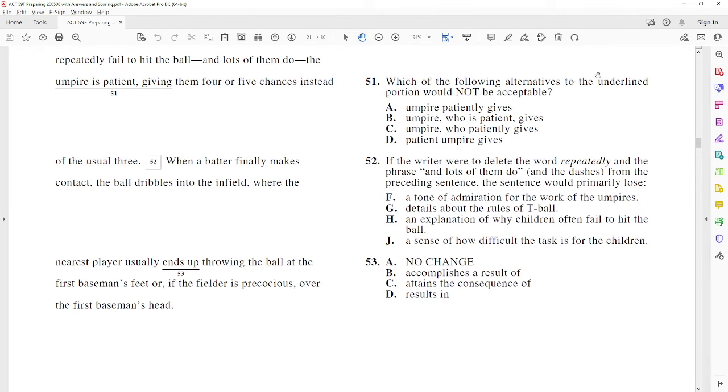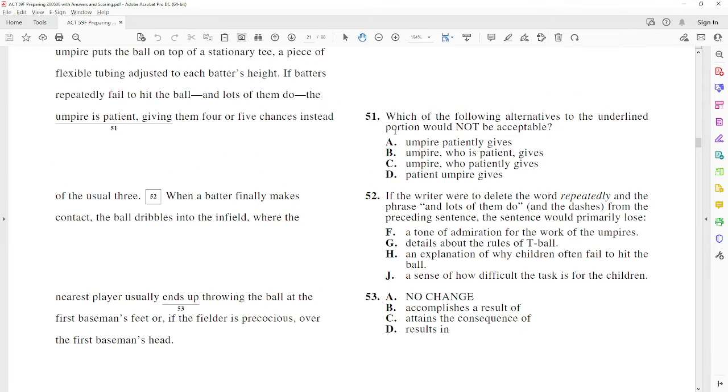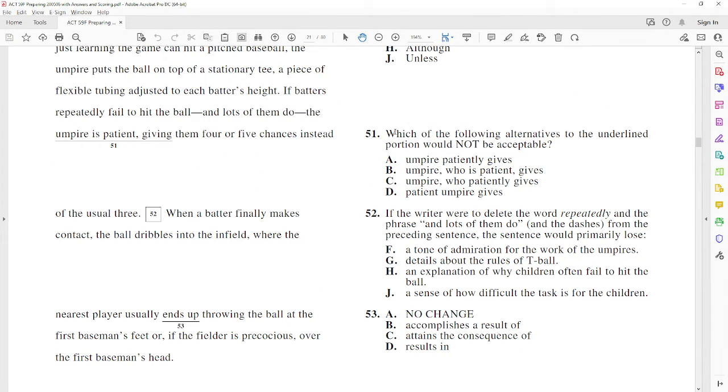51. Which of the following alternatives to the underlined portion would not be acceptable? It says, if batters repeatedly fail to hit the ball, and lots of them do, the umpire is patient, giving them 4 or 5 chances instead of the usual 3. So that's a correct alternative. Subject umpire is the verb, patient, and then comma, an ing phrase, which is additional information.